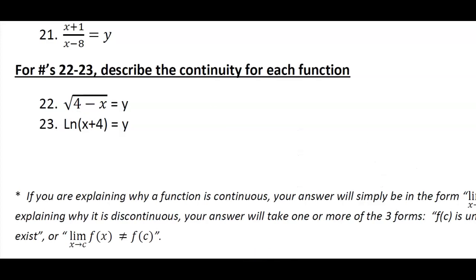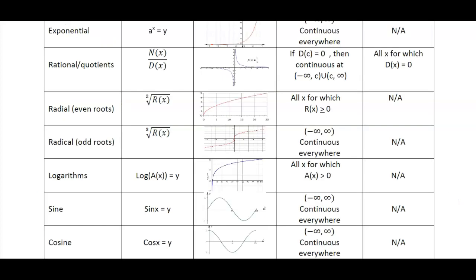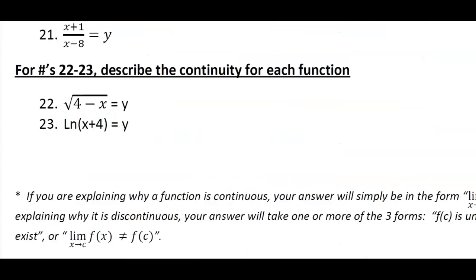All right, let's go ahead and take a look at number 23. Number 23 is a natural log function, and we want to know where is that one continuous. So once again, we come back to our sheet, we find logarithms, and that's what they look like. And they are continuous for all x for which the argument, which is the part inside the parentheses there, is greater than 0, but not equal to, just greater than. Unlike radical functions, they can't actually equal 0. They have to be greater than 0 only.